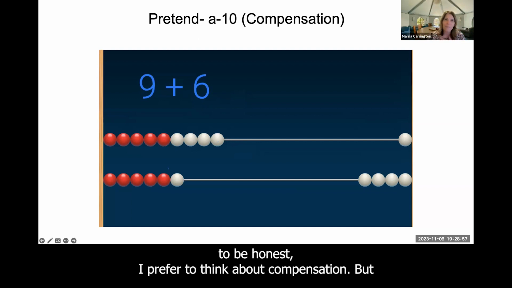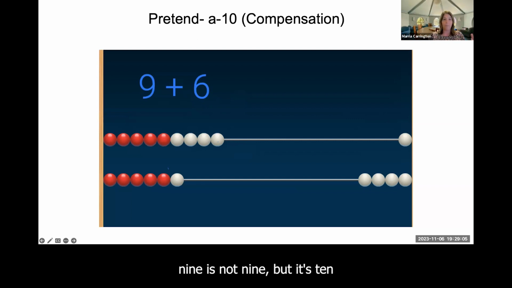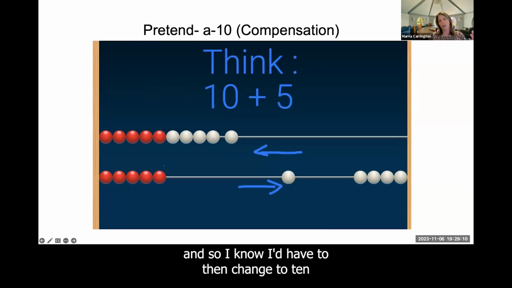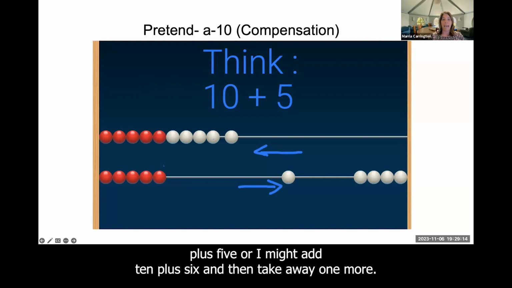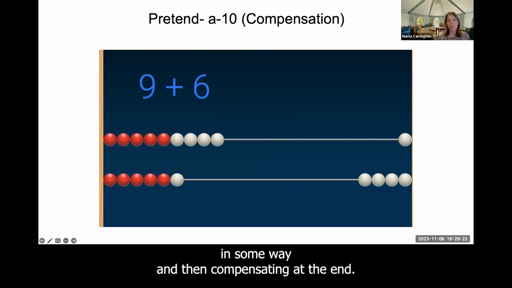I don't really like that. To be honest, I prefer to think about compensation, but pretend to 10 means I'm going to pretend that 9 is not 9, but it's 10. And so I know I'd have to then change to 10 plus 5, or I might add 10 plus 6 and then take away 1 more. So that's compensation. It's making the problem easier for yourself in some way and then compensating at the end.